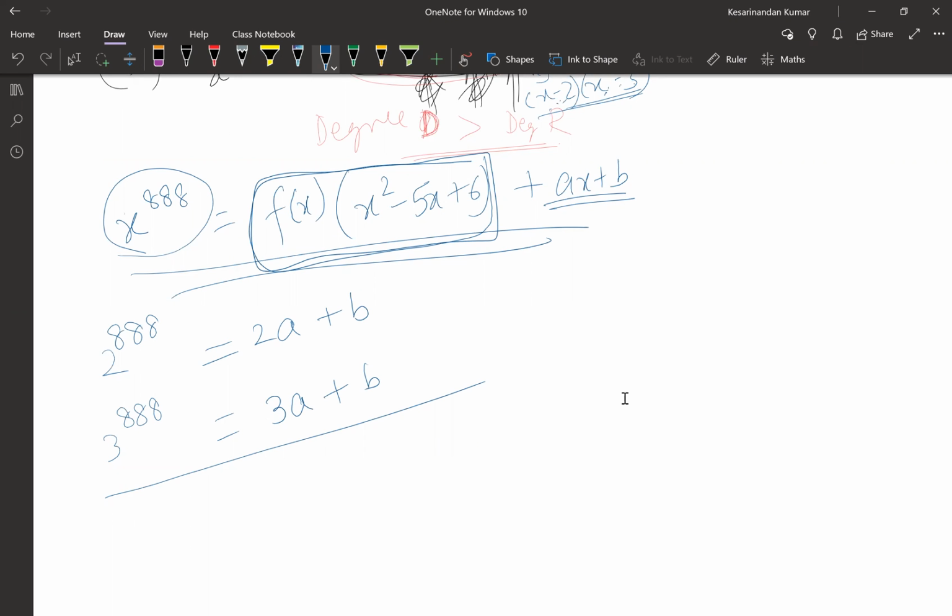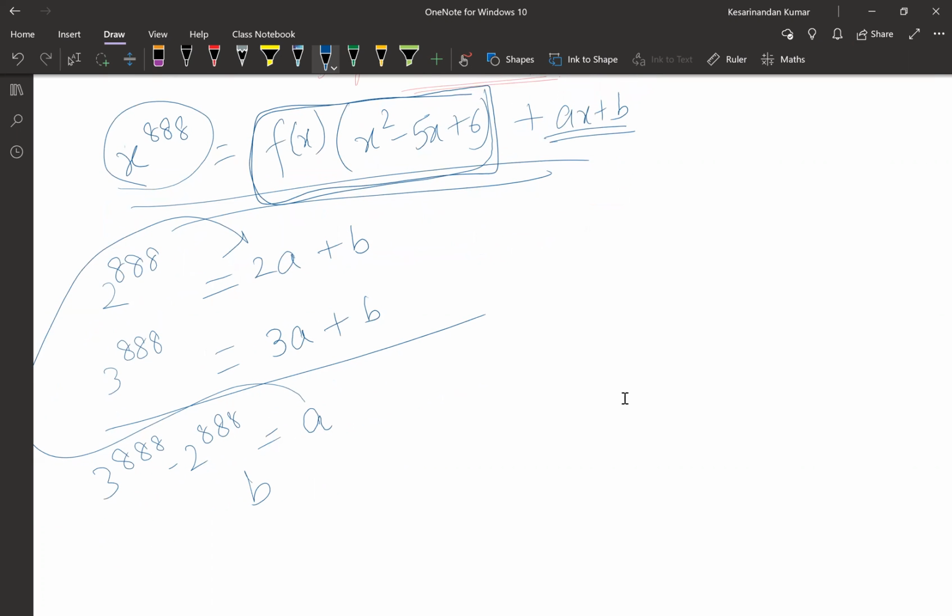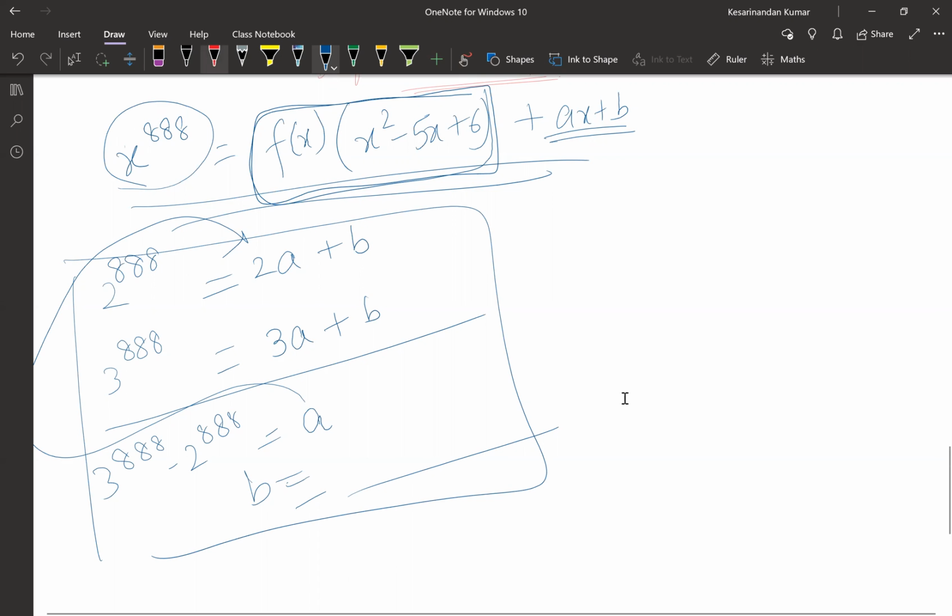Now if I subtract, this will be 3 raised to 888 minus 2 raised to 888. This will be the value of a. If I put the value of a here, I'll get something as b. And this is what your remainder would be. The main important part is not this calculation, it's understanding this part. Is this part clear to everyone?